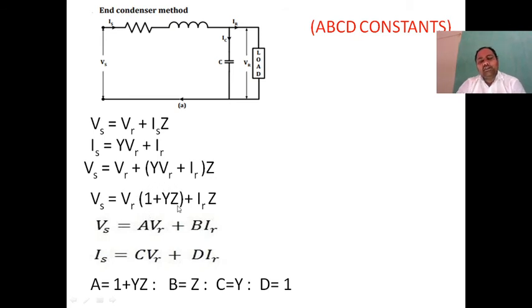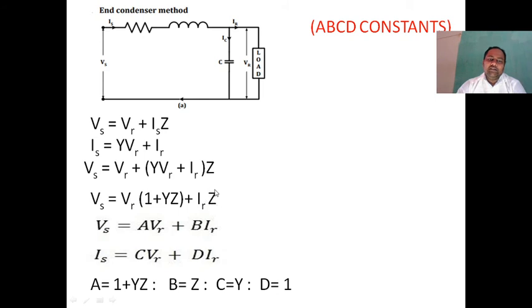Already we discussed the regulation. Percentage regulation they write approximately, so the exact equation is Vs by A. What about the A value in end condenser method? Once again 1 plus YZ. Finding the regulation is very easy. The exact regulation is (Vs by A minus Vr) by Vr into 100. So constant A is equal to 1 plus YZ.